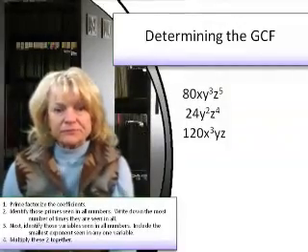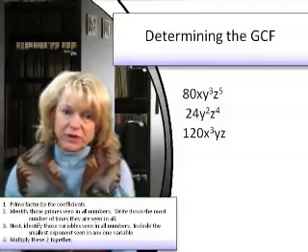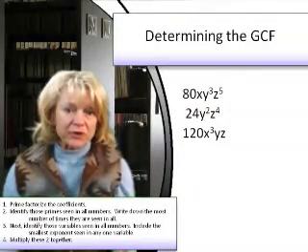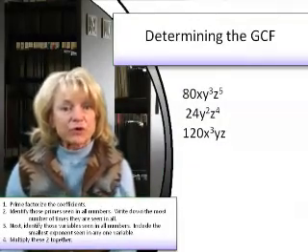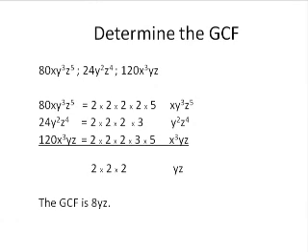Here's our next example. My focus is on the 24, and I know 8 times 3 is 24. 8 divides evenly into 80 and 120, but 3 will not. Therefore, 8 is the coefficient of the greatest common factor. If you need to completely prime factorize the coefficients, again, this is always your option. As for the variables, only y and z are common to all three terms. The smallest exponents on those factors is 1.